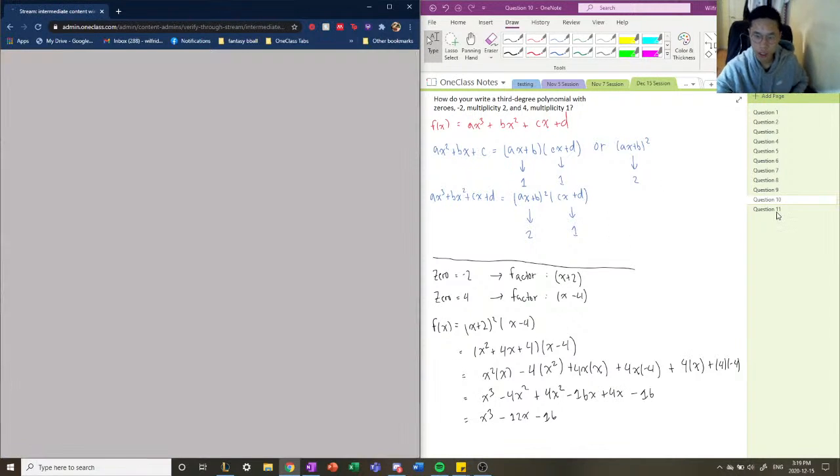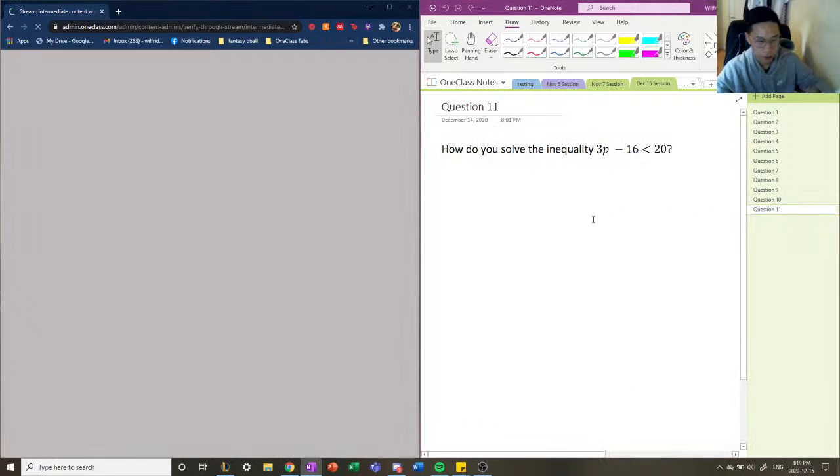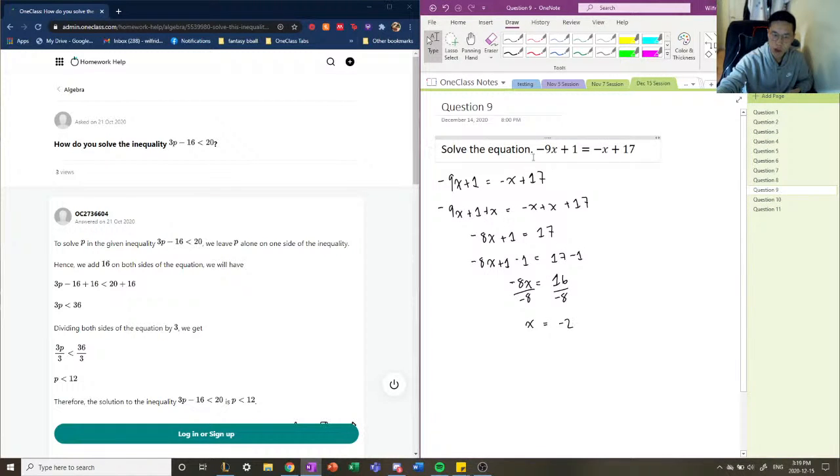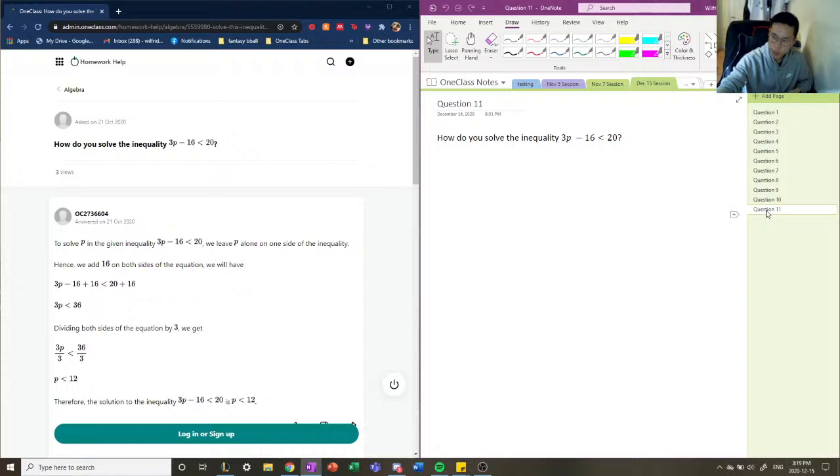Alright, final question of the day. And it reads, how do you solve the inequality 3p minus 16 is less than 20? Okay, so in question number 9, I believe that we solved an equation. So this time we're solving an inequality, and it's asking us for the values of p which will always make sure the left-hand side is less than the right-hand side.